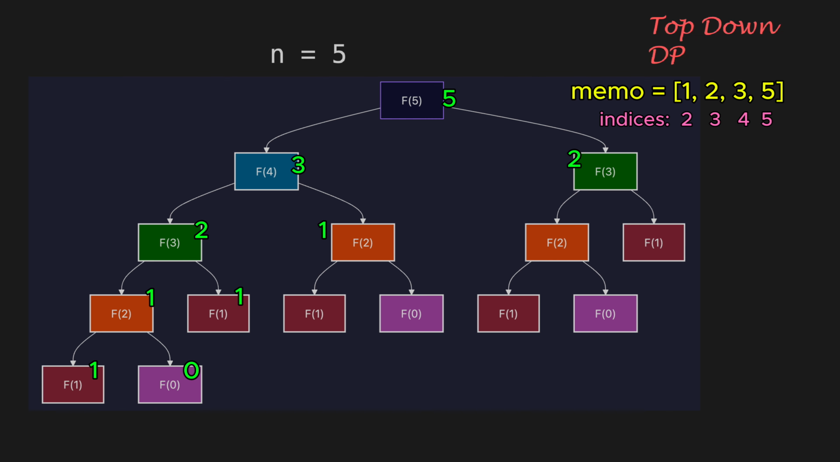Now the time complexity of this recursive approach with memoization reduces from O of 2 to the power of n to O of n, since every Fibonacci number is computed exactly once. And the space complexity will still be O of n because of the depth of the recursion and this memo table that we are using.